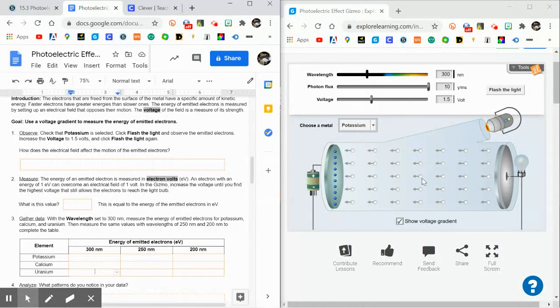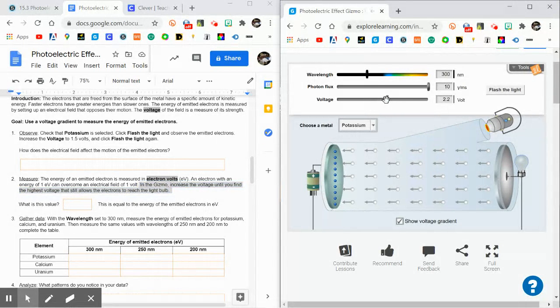So this is an electrical field of 1.5. And so an electron with 1.5 electron volts can overcome it. So now here is the important part. In the gizmo, increase the voltage until you find the highest voltage that still allows the electrons to reach the light bulb. All right. So I'm gonna try 1.5. So we said that at 1.5 it reaches, right?